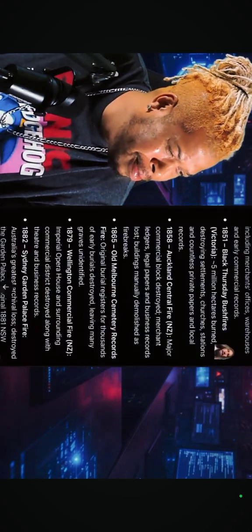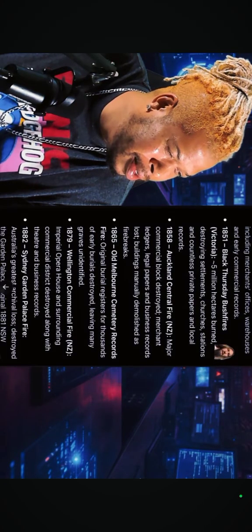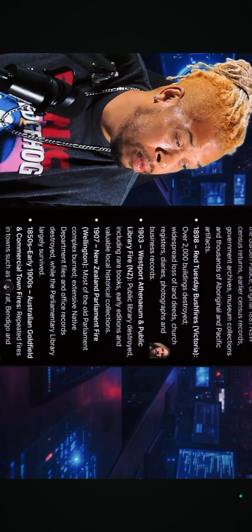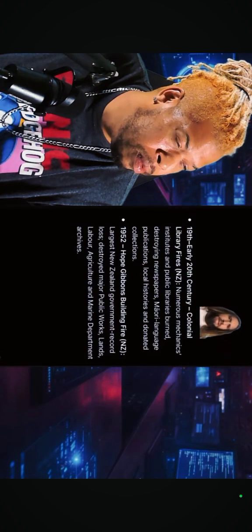And it wouldn't be colonization if there weren't massive fires wiping out all the history and documentation, even cemetery records. Just like America, all over the country, erasing the history. Gotta get rid of those pesky libraries.